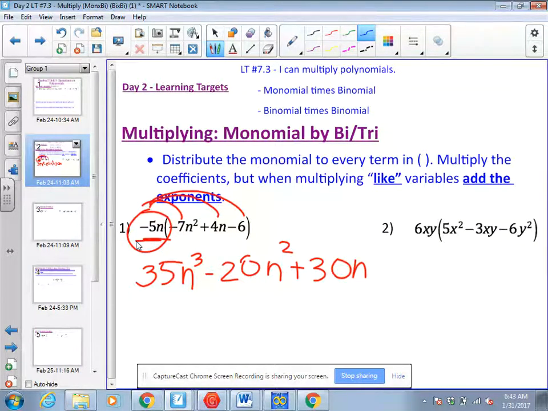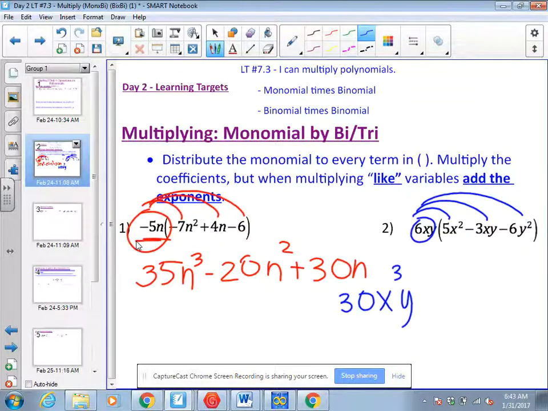Now, you can only apply that product property to the same variable. So in example 2, when we go to do the distributive property, it's a monomial times a trinomial. You're going to multiply your coefficients. And then I have an x here and 2 x's there. That's x cubed. This y doesn't have anything else, so it's y to the 1.